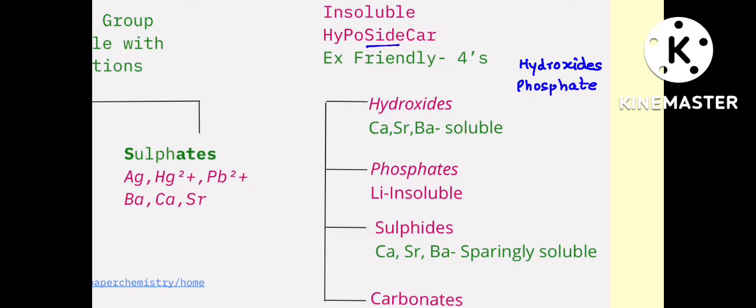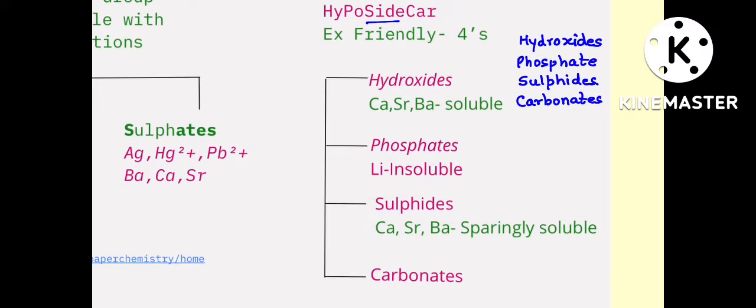Side, so that's why I said we are going to deal with sulfides and sulfates, so that's why I put it as side. And of course our favorite carbonates, which we come across very often in the laboratory as well. So hypo sidecar: hydroxides insoluble, phosphates insoluble, sulfides insoluble, carbonates insoluble. What are the exceptions? Look at the green color. Yes, of course, our friendly fours are exceptions here.